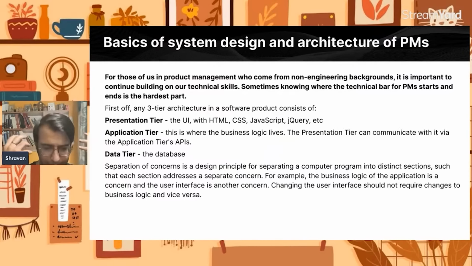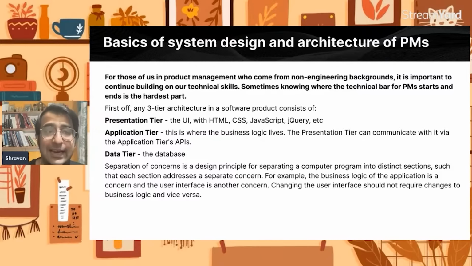Now, is this clear? There are three types of layers in any system. The first layer is called the presentation layer, the UI layer, where HTML, CSS, JavaScript, jQuery all reside. It is separate. The second layer is called the application layer, which is basically where the business logic resides. For example, you are signing up on Flipkart. What are the different criteria for somebody to sign up, to give email, to give phone number, etc.? All of that logic resides in the application layer. And the last layer is the database layer, where the information of the user who has signed up gets stored in the database.